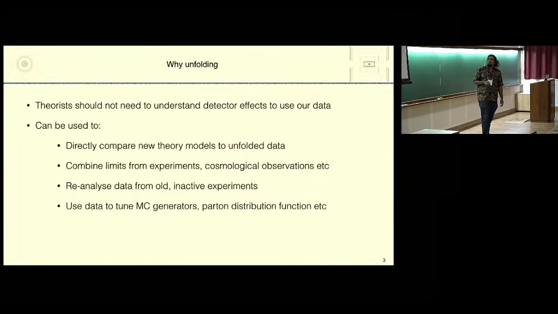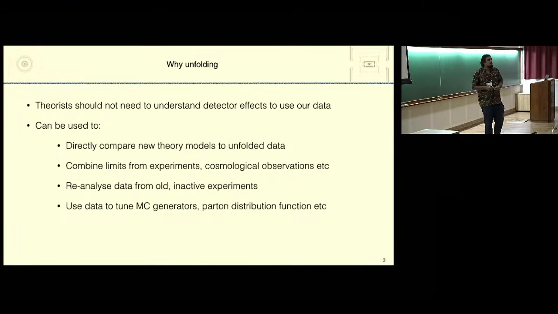Why? First of all, there are a lot of details in an experiment that you don't want a theorist to have to know to be able to analyze our data. And they might use it to directly compare some new theory model with this unfolded data without having to do the full detector simulations. Also, for example, combining limits from multiple different experiments, and not just experiments, also from cosmology and so on. So you want to combine all of these things. Theorists spend a lot of time doing that. And for sure, you don't want to have to worry about the detector effects in every single experiment when you're doing that combination. So this is why unfolded results really help.